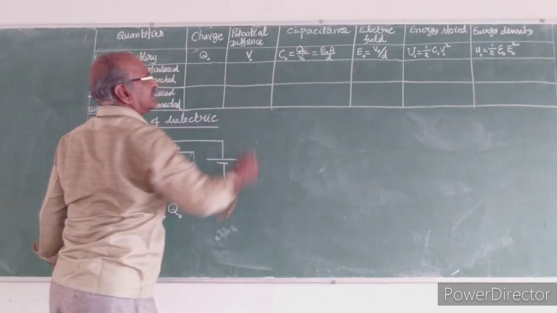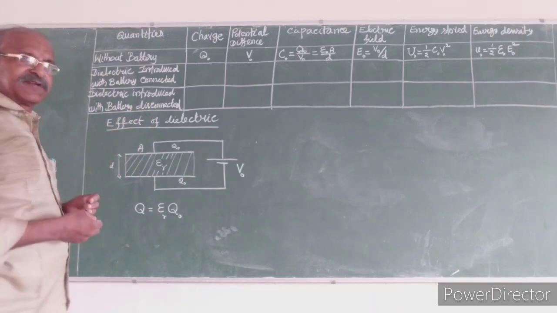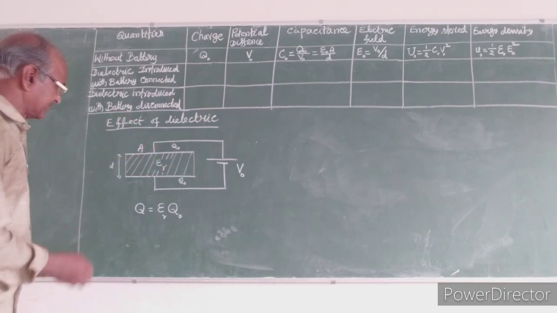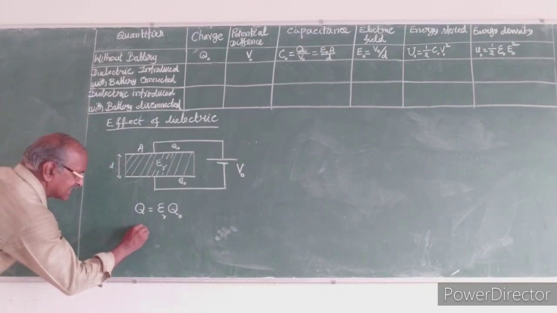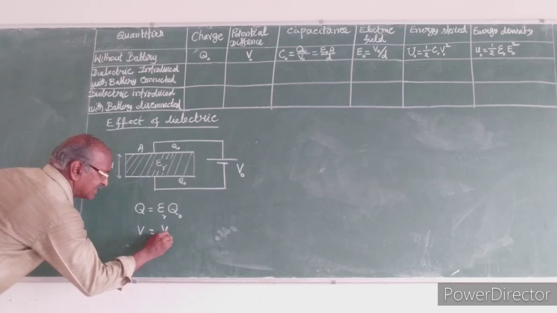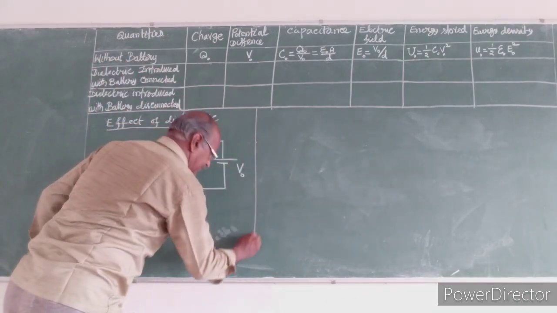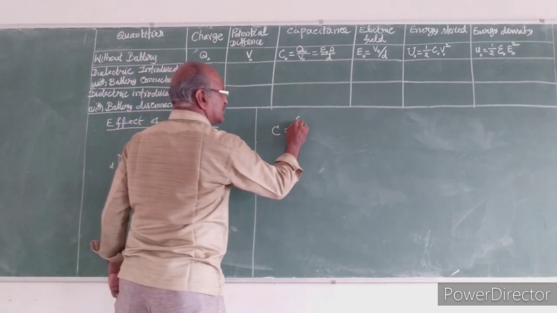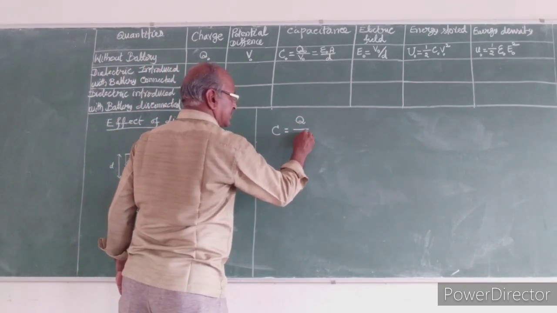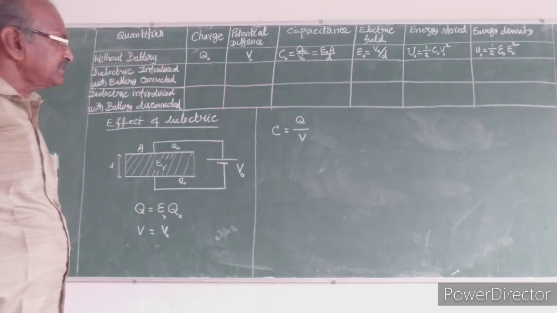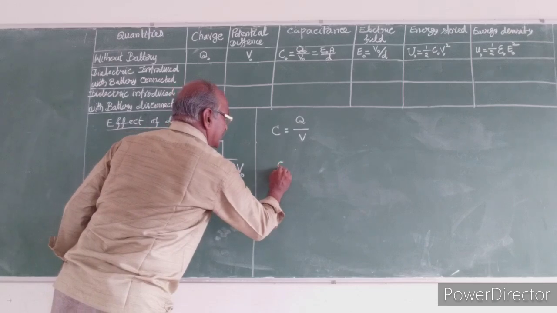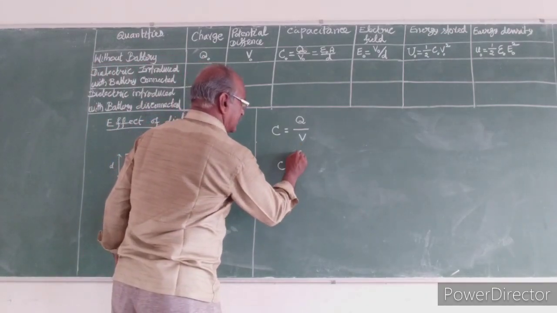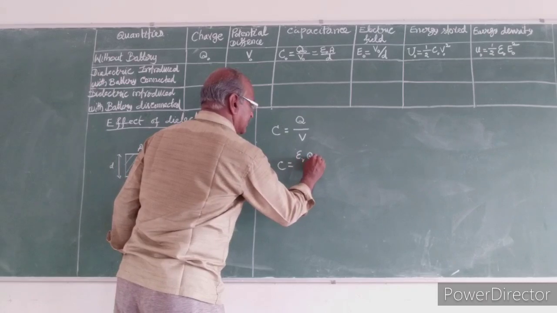So using this equation, C equal to Q naught by V naught, the basic equation, charge by potential difference, I can derive an expression for the new capacitance after introducing the dielectric. The new voltage is the same as the original voltage. Therefore, the new capacitance C equals new charge by new voltage, and so C equals, substituting for Q, epsilon r into Q naught by V naught.